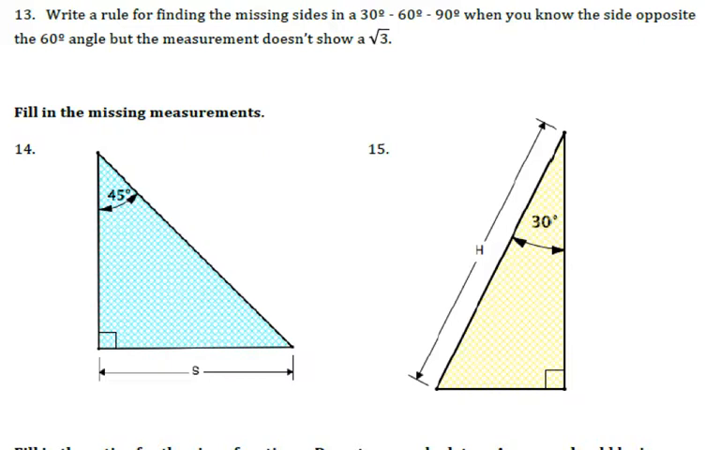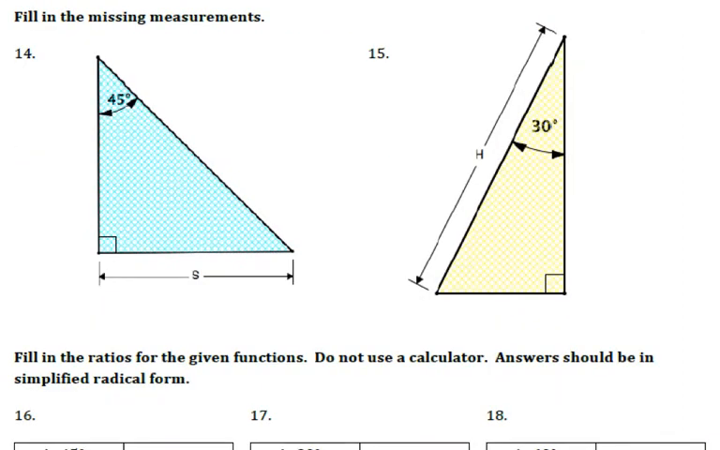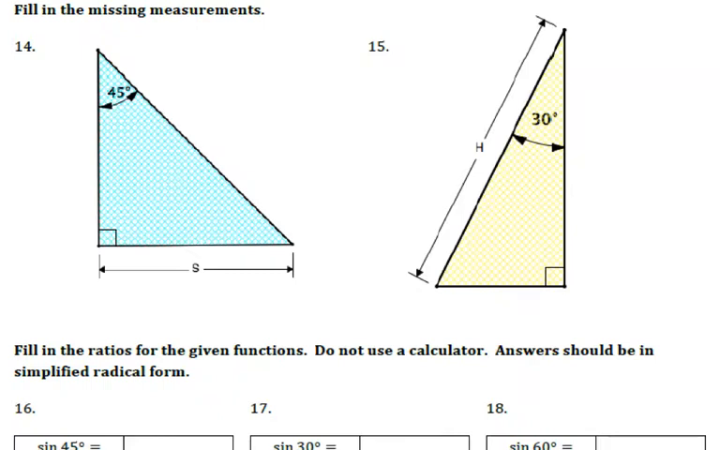So if we look at 13, write a rule for finding the missing sides when you know the side opposite the 60-degree angle, but it doesn't show that. So it would be the square root of 3 over 3. Whatever that side length is, x, times the square root of 3 over 3. Okay. Now, 14 and 15 wants us to find the missing measurements.